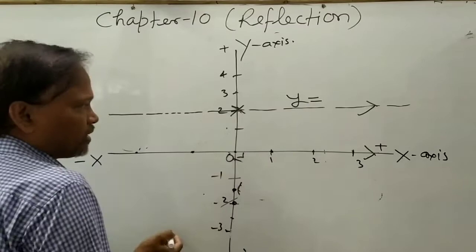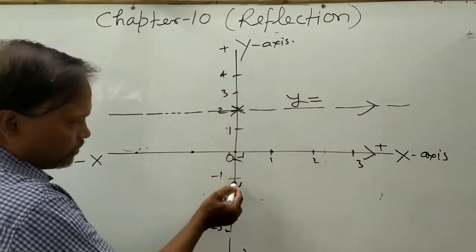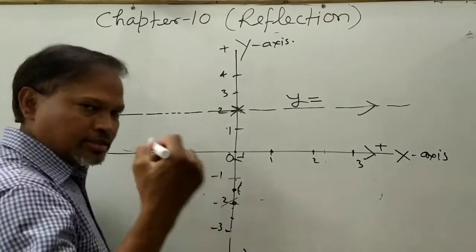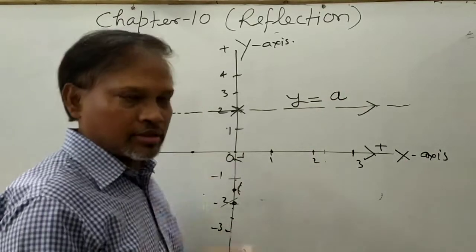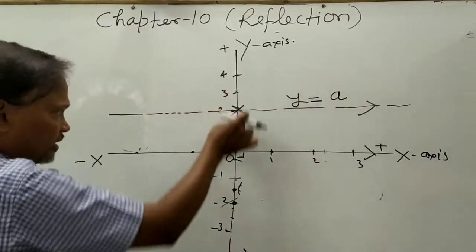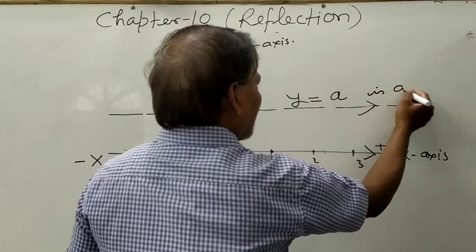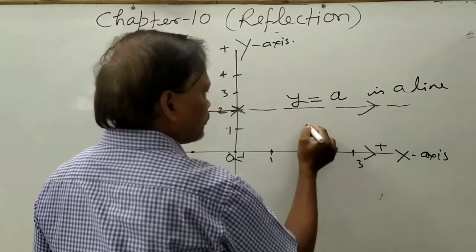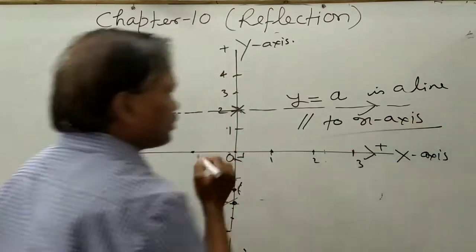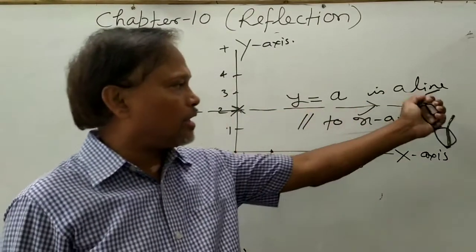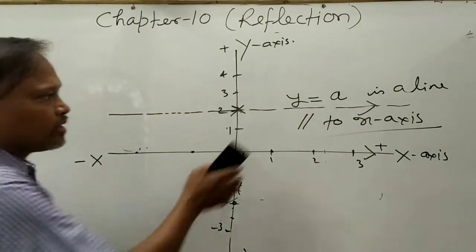अब 2 हर जगह तो लेंगे नहीं, बिकॉज मे बी दैट इट पासेस थ्रू 3, मे बी इट पासेस थ्रू 1, मे बी इट पासेस थ्रू 4, मे बी इट पासेस थ्रू -1, माइनस, कहीं से भी पास. तो इन दैट केस वी आर टेकिंग a. a इज द डिस्टेंस या पॉइंट ऑन द y एक्सिस जहां से पास कर रहे हैं. तो y इज इक्वल टू a इज ए लाइन पैरेलल टू x axis. This is, you can note down, y is equal to a is a line parallel to x axis.